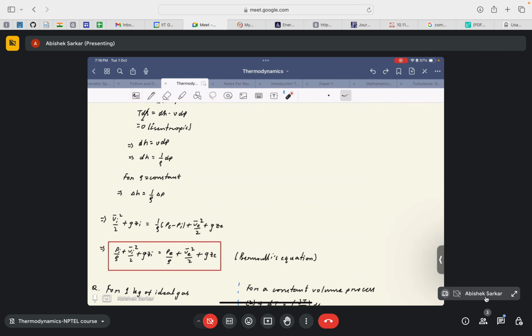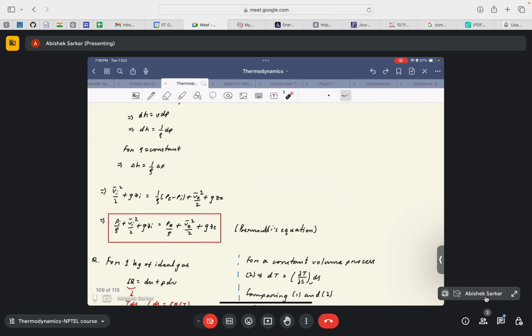Now if we substitute this in this equation, we can easily write Vi square by 2 plus g zi is equal to 1 by rho into (Pe minus Pi) plus Ve square by 2 plus g ze. Now if we again rearrange, if we just take Pi by rho to the left hand side, we will be left with Pi by rho plus Vi square by 2 plus g zi is equal to Pe by rho plus Ve square by 2 plus g ze, which is the Bernoulli's equation. Yes. So this was done by Professor Anand just to show you the thermodynamic analogy towards fluid dynamics, because in the mechanics of fluid dynamics, this is a very fundamental equation for understanding energy conservation in fluid flows.